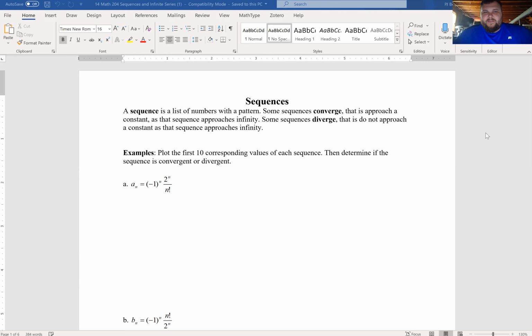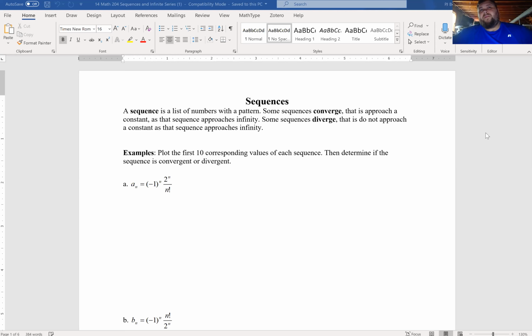So first off, what is a sequence? Well, a sequence is just a list of numbers that follows some pattern. So for instance, 1, 2, 3, 4, 5, right? That's a list of numbers that are all increased by 1 from the one previous, right? So they're following a pattern.